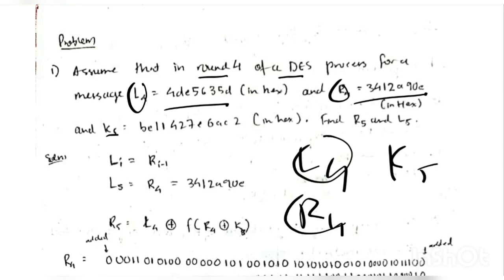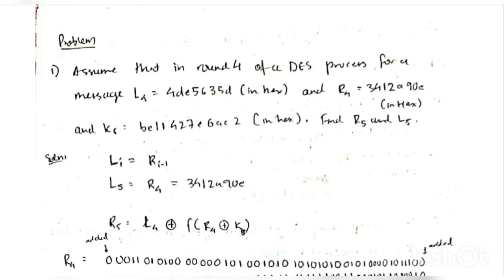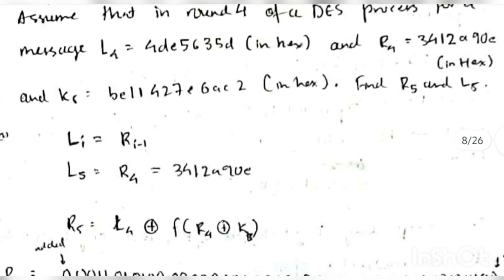So these are the things which are given to us, and what we have to find is R5 and L5. Okay, so the formula is Li is equal to Ri minus 1. Directly we can do. L5 we have to find out. So L5 will be equal to R of 5 minus 1, which is R4, right? So R4 value is given to us in the question. This is the R4 value, that will be equal to L5. So half of the question is done.